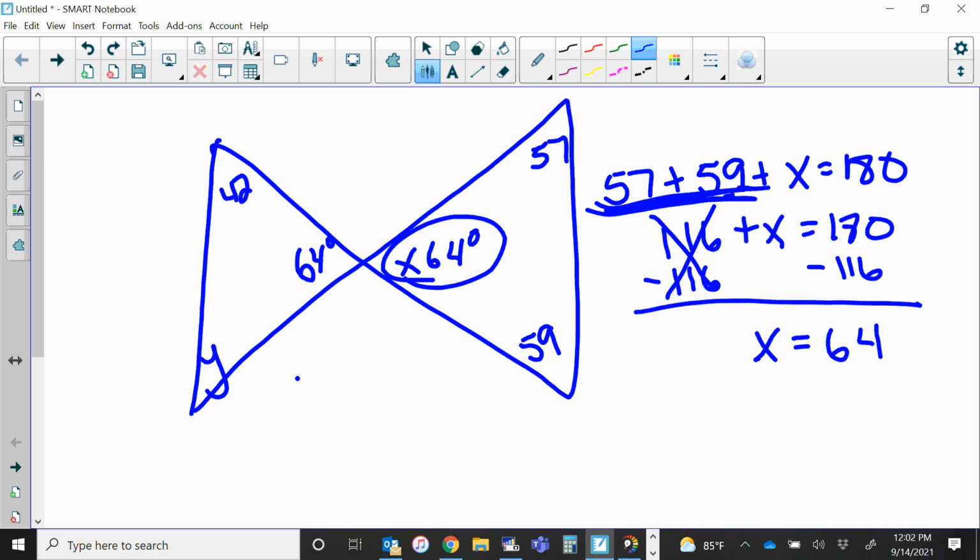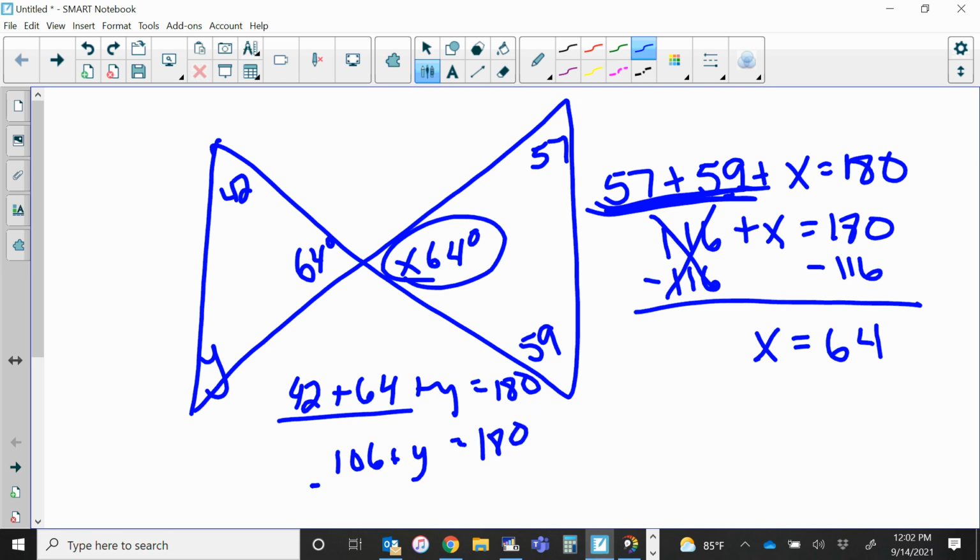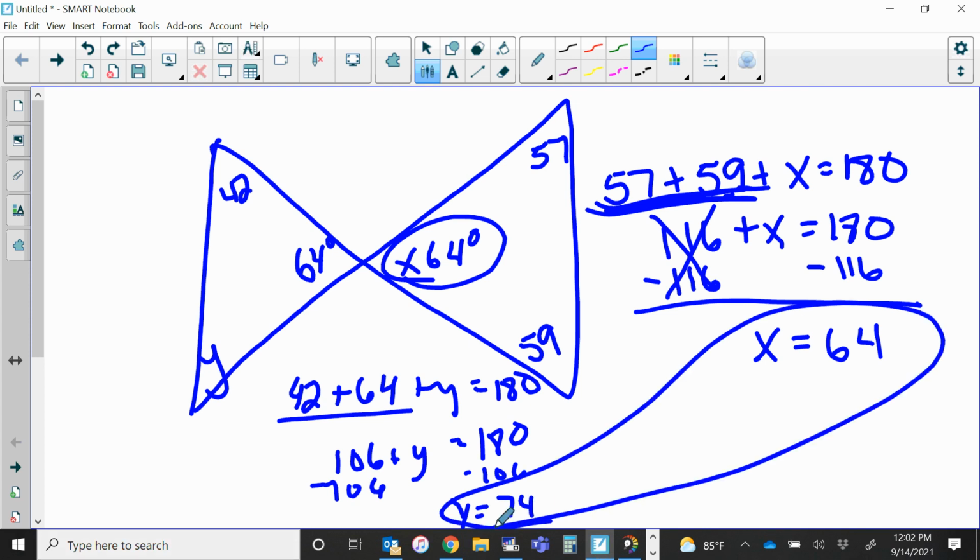And then we can say 42 plus 64 plus y equals 180. And we can add those together. And when we do, what do we get? 106 plus y equals 180, minus 106, minus 106, and we get y equals, and there's my two answers with my work shown, so Mr. Martin doesn't have to turn me away from my homework being turned in. Does that make sense?